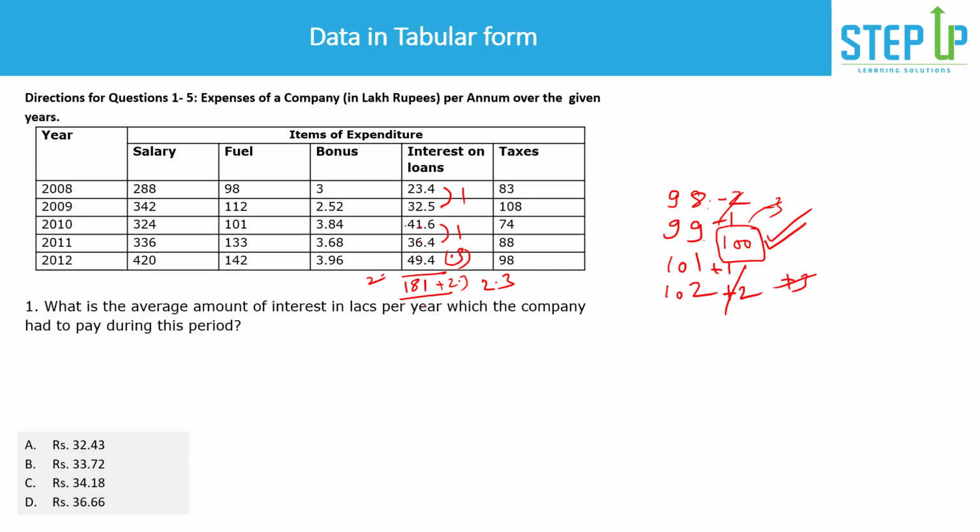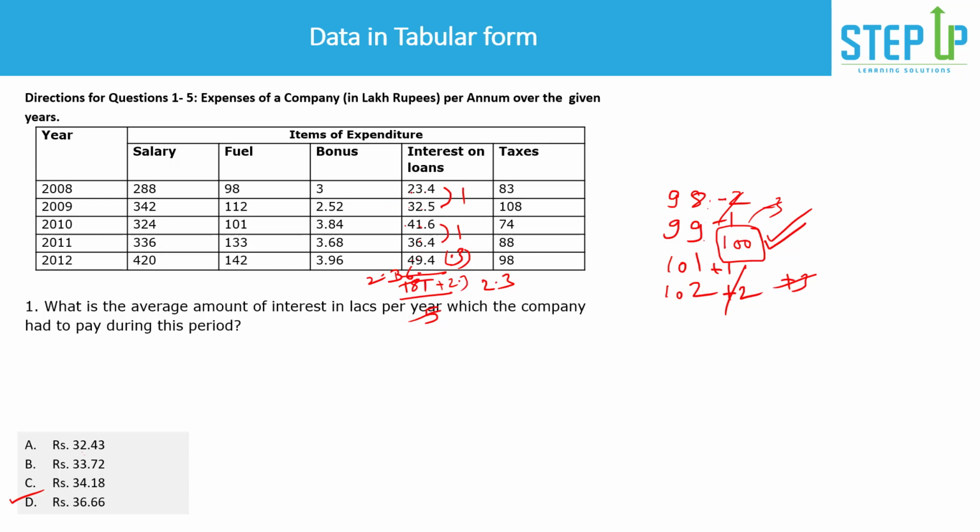Now I know there are 5 numbers, so 181 upon 5. 5 into 315, sorry, 5 into 36 is 180, so it's 36 point something. That means greater than 36. There's only one option. So this is very easy, nothing you have to do. You could also look at the method I shared with you, depending on what works better, because this is simple, only 5 numbers to add.